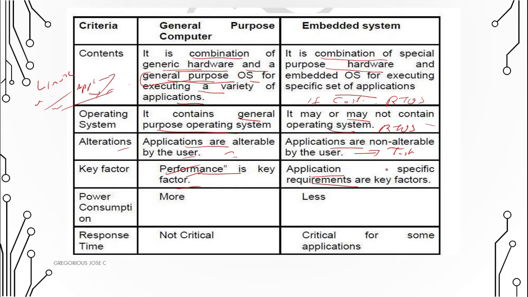For example, a DVD player can only perform the reading operation from that disk only. So that performance is not much considered there. Next one is power consumption.